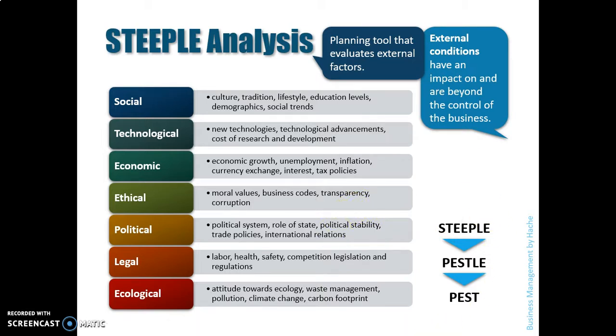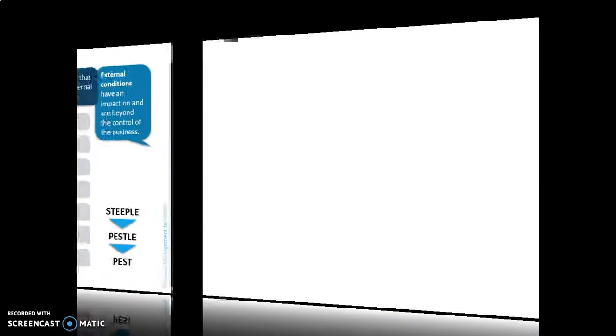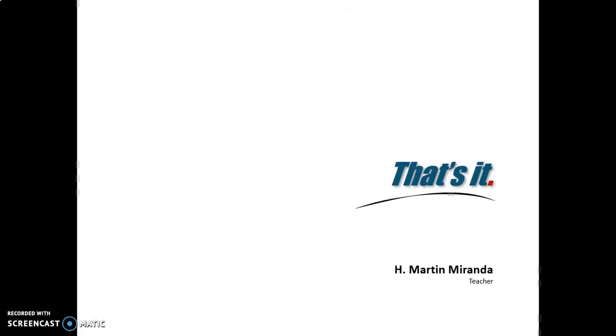Okay, the 7 factors of the external environment, and that's it for chapter 1.5.